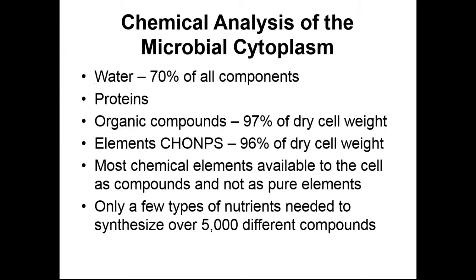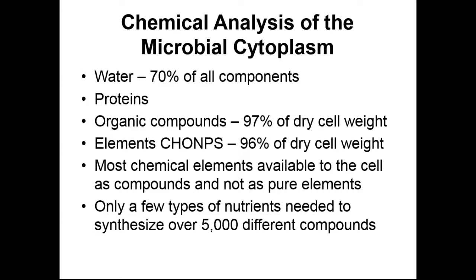Now, if we look at a chemical analysis of a typical microbe, the vast majority of its cytoplasm is going to be water. That makes sense. The liquidy part of the cell is, well, mostly liquid. Now, if we remove all of the water from the cell, we dry it out, we mummify the cell, most of what's left over is going to be protein. Over half of the dry weight of the cell is protein. Proteins make up those organic compounds.